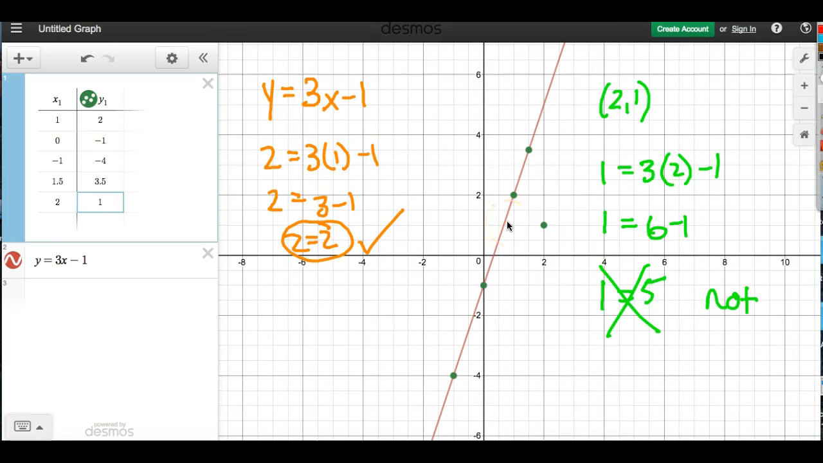It's all the solutions. If you don't have the graph or you can't find the point on the graph, go ahead and plug it into the equation because it has to work. If it does work, gives you a true statement, then it is a solution. If it doesn't work, it gives you a false statement like 1 equals 5, then it's not a solution.